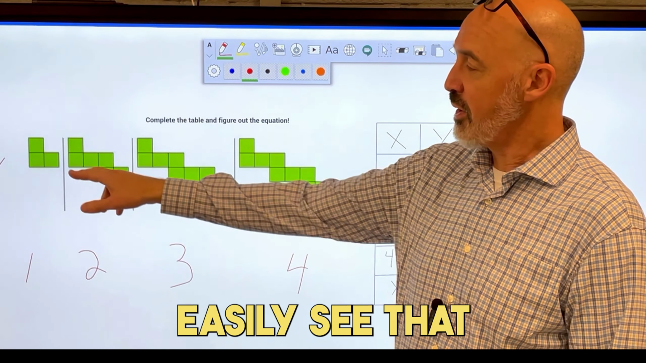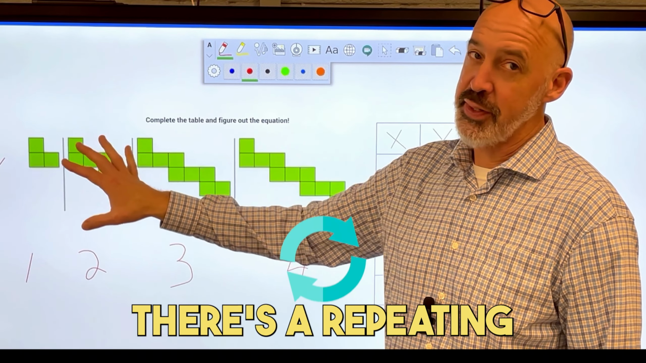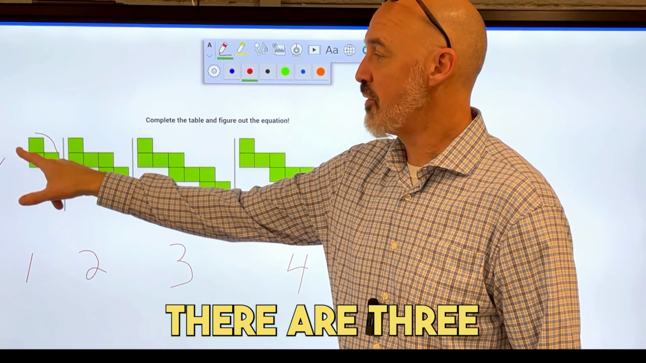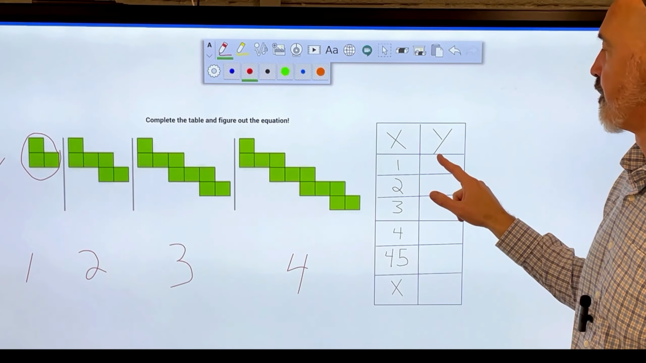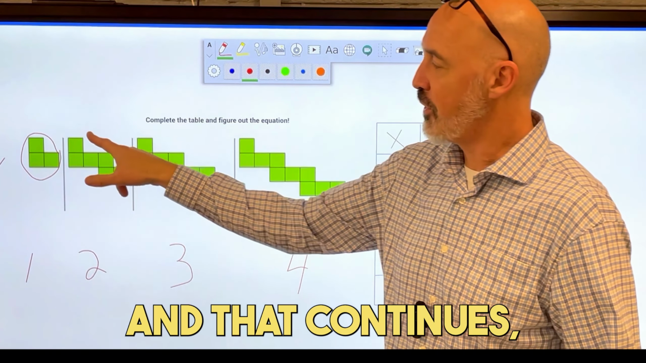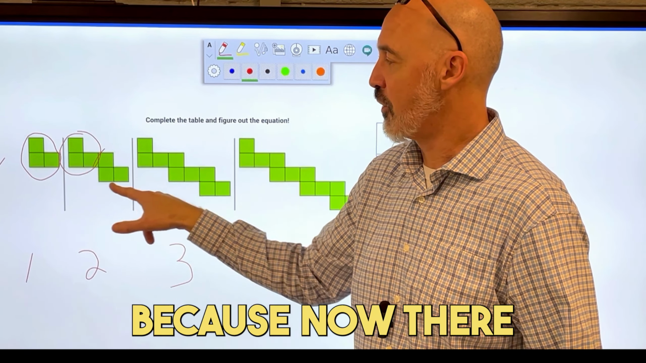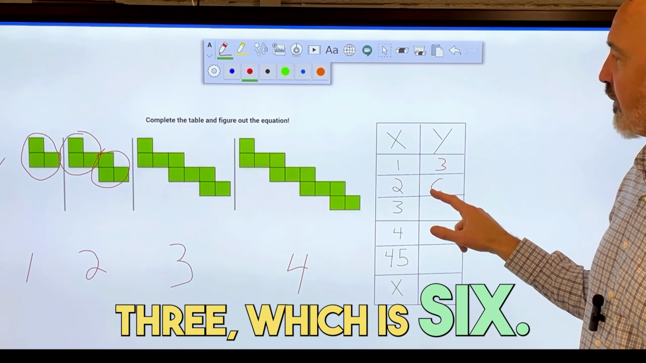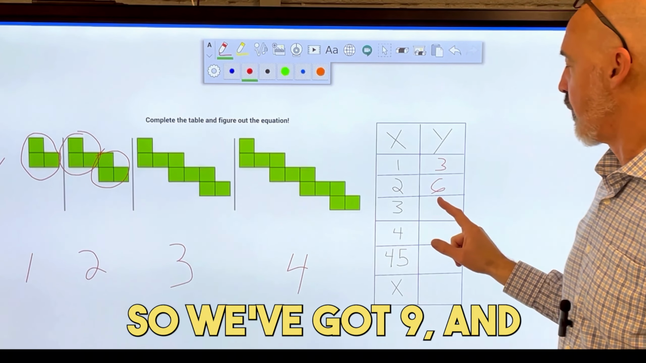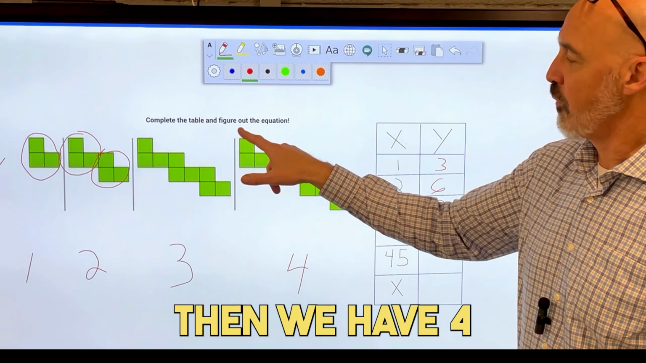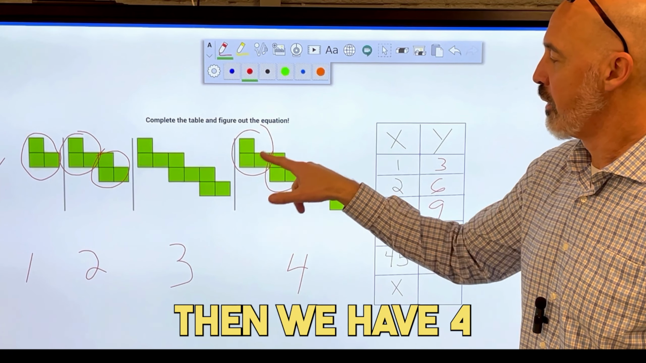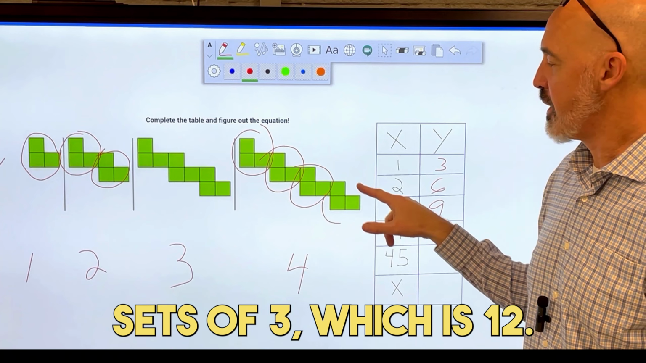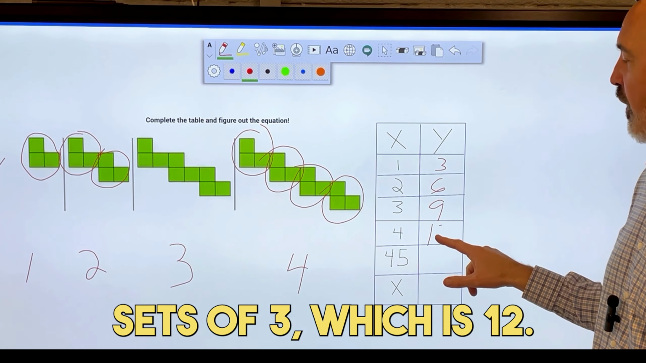So kids can easily see that there's a repeating pattern here. There are 3 squares in an L shape, and that continues because now there are 2 pairs of 3, which is 6, and so on. So we got 9, and then we have 4 sets of 3, which is 12.